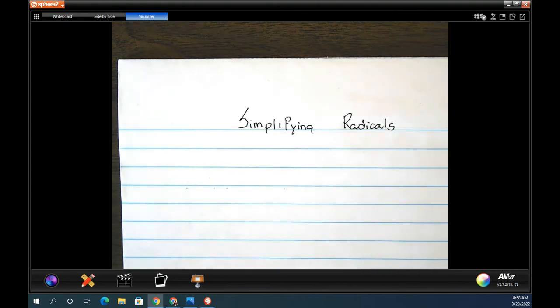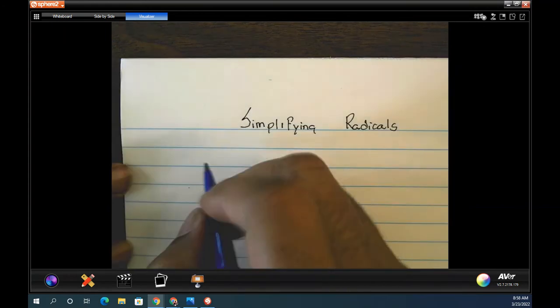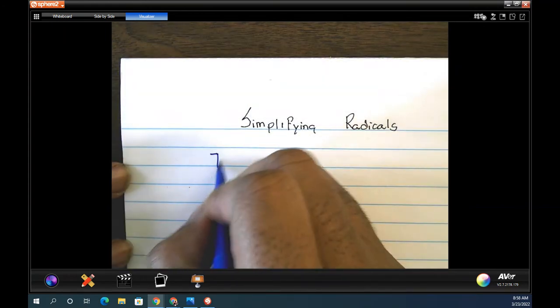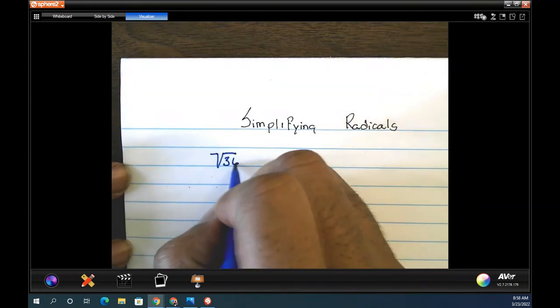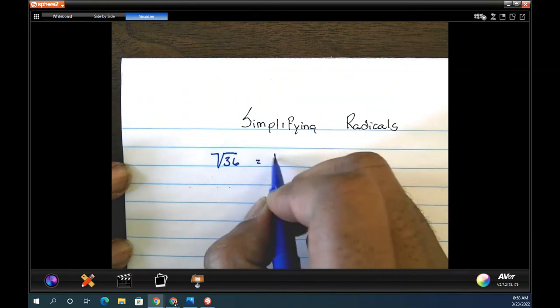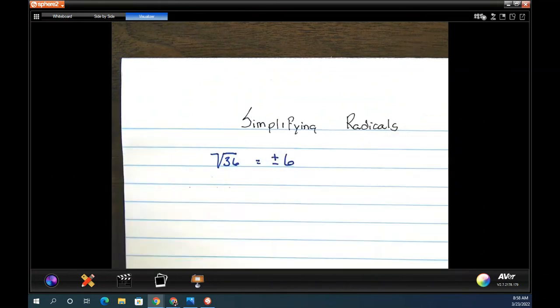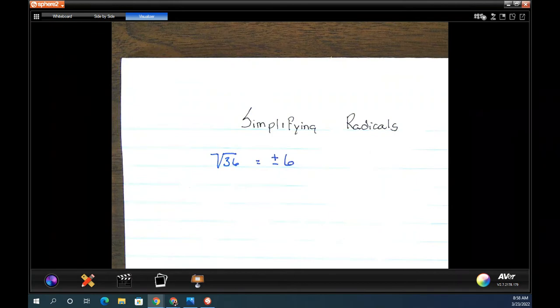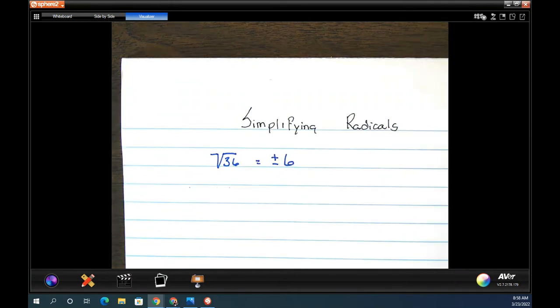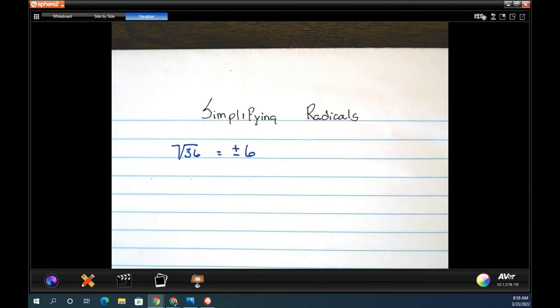Like, we should know this. The square root of 36 is just equal to plus or minus 6. We've got that. It's in your comp book. Now, here's the thing. Here's what you gotta do.